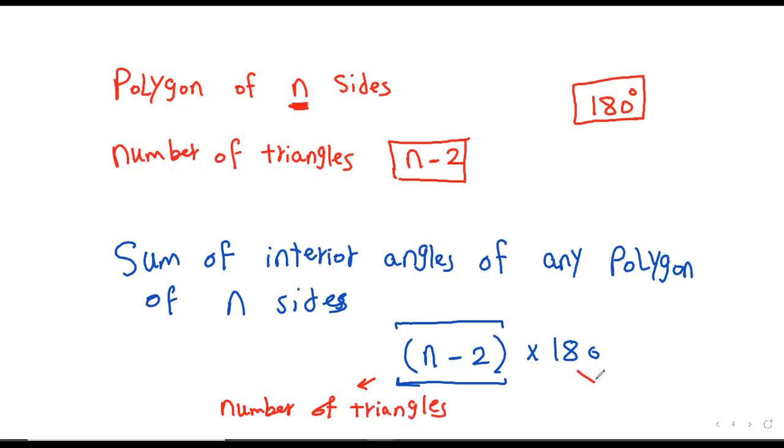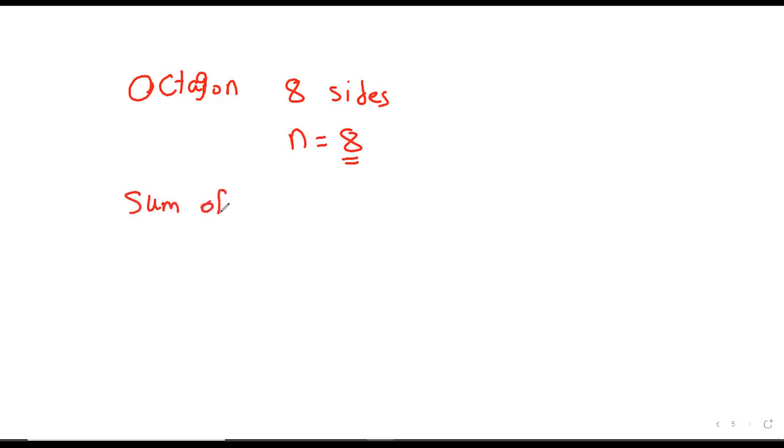And what is 180? 180 is the sum of interior angles of any triangle. Okay? So if I'm talking about the octagon, the octagon is that polygon of 8 sides. So n equals 8. Without drawing this octagon, we can find the sum of interior angles of that octagon.